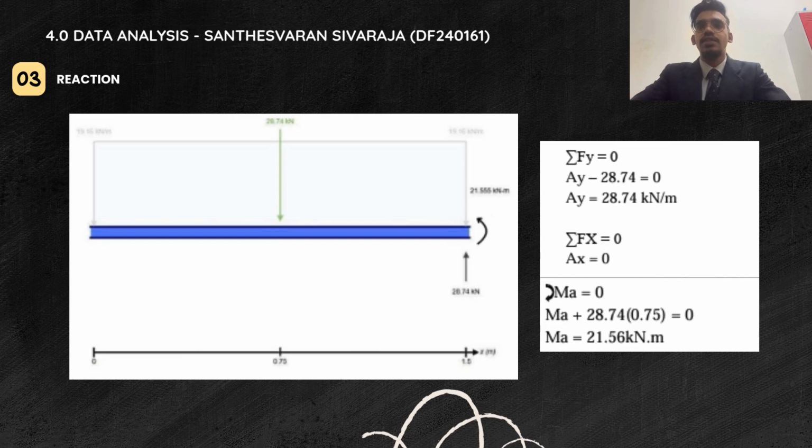Based on the loads identified, we calculate the support reactions. Since this is a fixed beam, it has both vertical and horizontal reactions along with the moment at the fixed support. These reactions are foundational to the entire analysis as they influence internal forces within the beam.